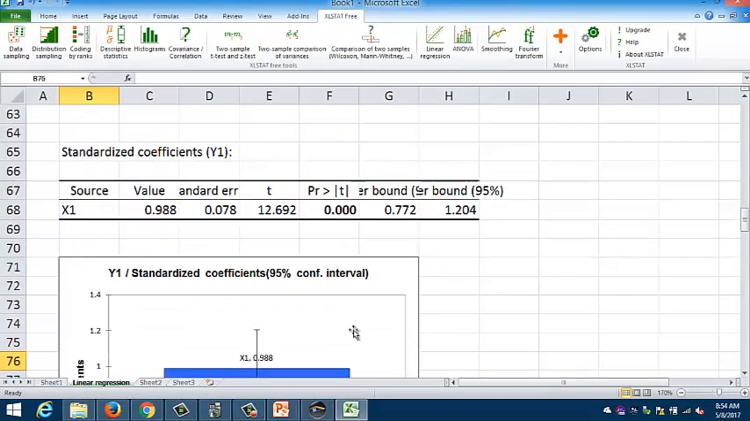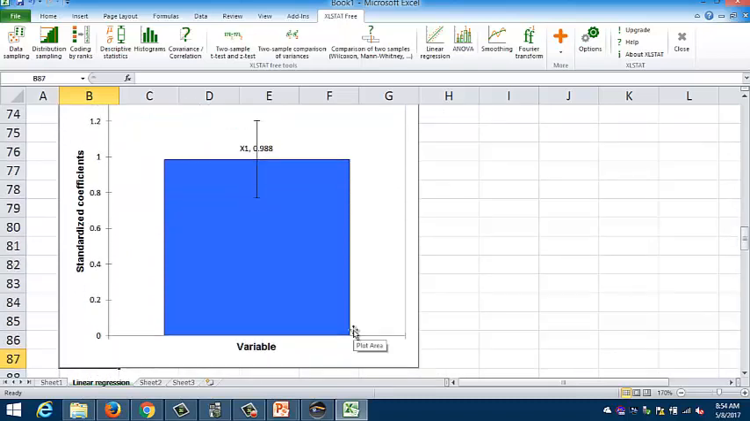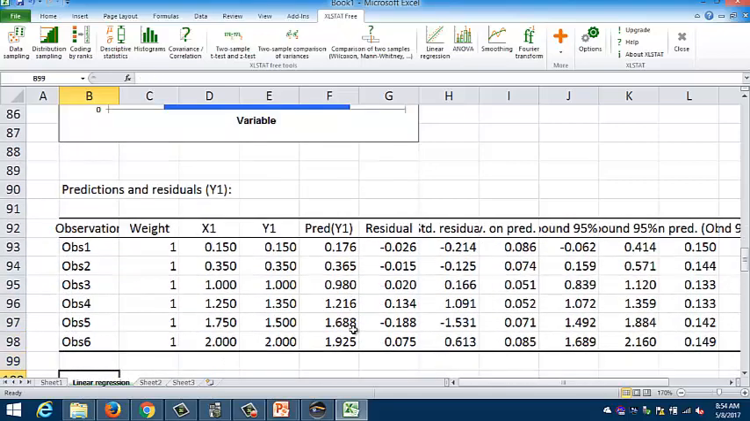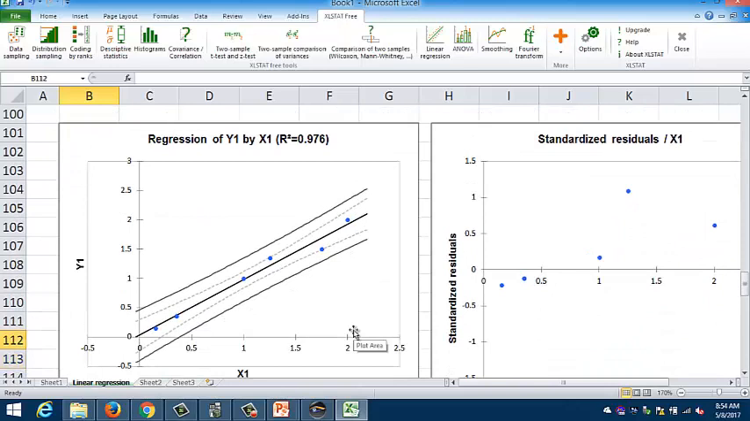And again, we're only going to cover somewhat. Oh, you guys know what this is? There's some review from a while ago. Remember a box plot? Okay. But here's the picture I want to show. Regression of y1 by x1. R is 0.976, right? So that's my R value. And it shows the data, and it shows the best fit line right in the middle.